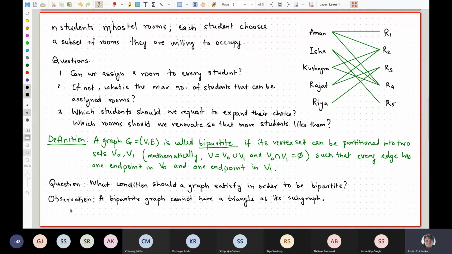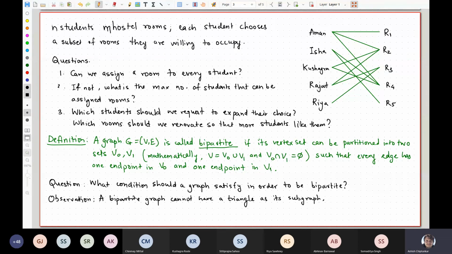Okay, so raise your hand if this observation itself is not clear. Let's see whether people are with me. Raise your hand if this observation is not clear. Okay, fine. So yes, Arin. Is this not clear, Arin?